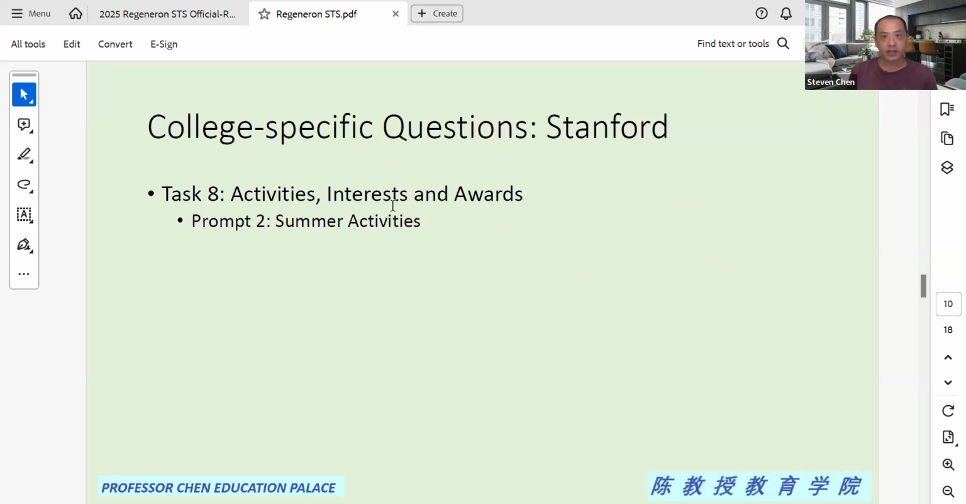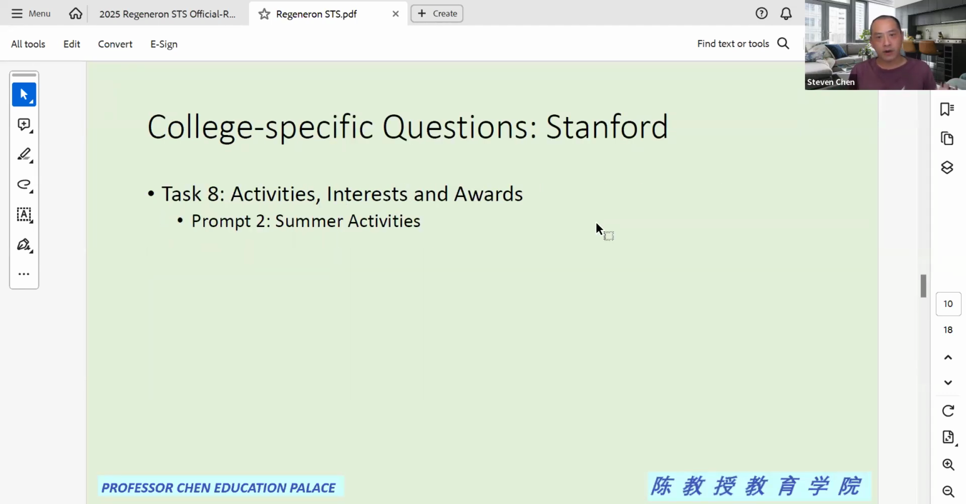And this one is also the same as Stanford. So for task 8 prompt 2, it asks you to summarize the activities that you did in the past 3 summers. For Stanford, it just asks you to summarize what you did in the past 2 summers, but pretty much the same, right?